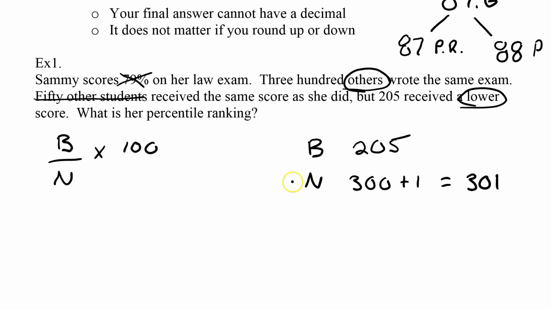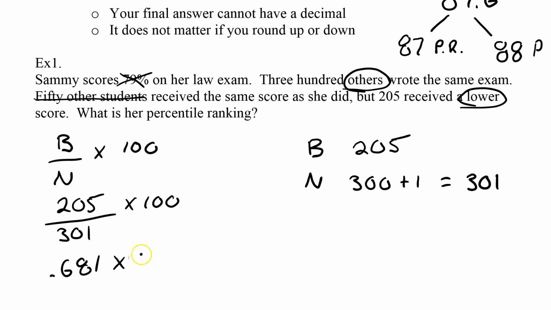So I've got my B, I've got my N. Let's plug them in. 205 divided by 301 times 100. We're going to take this fraction and change to a decimal. In our stats class, we'll tend to use 3 decimal places. So 205 divided by 301, we get 0.681 times 100, and we will get 68.1.